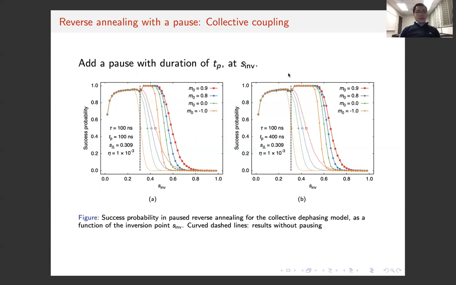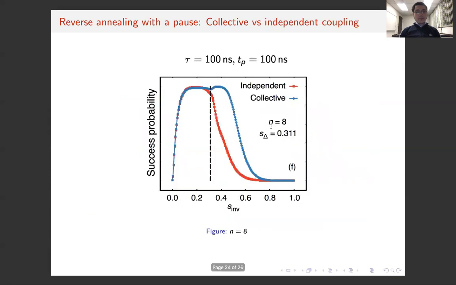And also, the S inversion required to achieve that success probability of 1 is actually larger than the minimum gap point. So we don't need to reverse anneal back to the minimum gap point too. And also it happens for lines of all colors. Better still, if we do apply pausing, even if we assume independent system-bath coupling, the maximum success probability is around the same or comparable to the collective system-bath coupling. So the result is now indifferent to whether we assume independent or collective system-bath coupling.